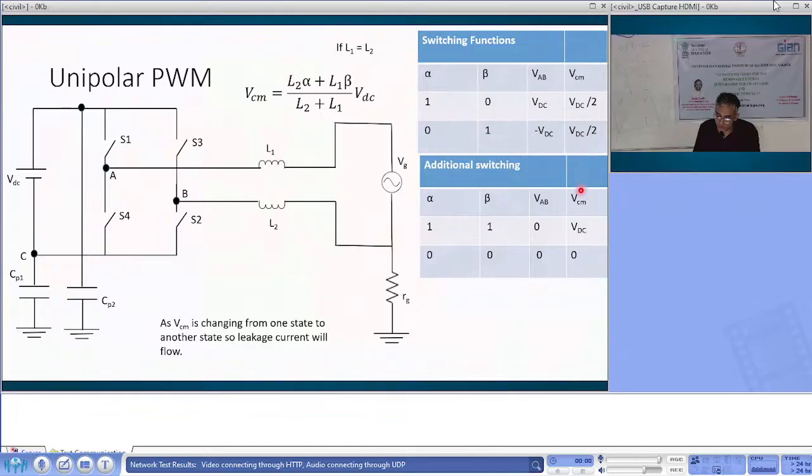Now it will achieve this state also, in which your VCM now becomes VDC. You will achieve this state when either the top switches are on or the bottom switches are on, you will achieve the voltage 0. So the inverter is going through all these states and that makes the change in the VCM from VDC by 2 to VDC to 0, or again jump to VDC by 2, VDC, 0. And that caused the leakage current.